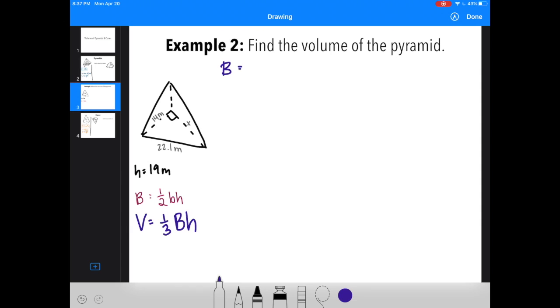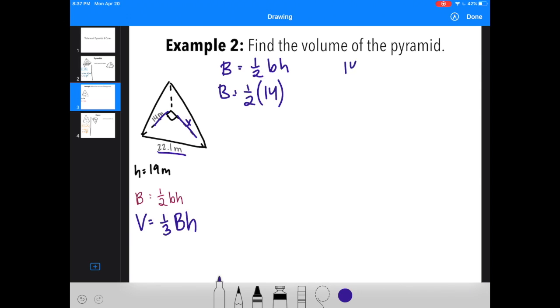Well, first I need to figure out the area of my base triangle before I move on. I gotta solve for my big B. So when I have a triangle, to find my area, it's going to be 1/2 base times height. Well, I have my base, which is going to be 14, but I don't know what my height is going to be, this x value. All right, so I need to solve for x. I have my hypotenuse of 22.1. I have my side measure of 14. How do I solve for x?